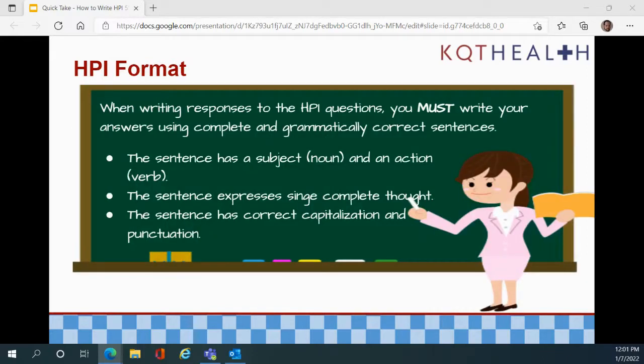When writing your responses to the 5W HPI questions, you must write your answers using complete and grammatically correct sentences. A grammatically correct sentence is one that contains a subject and an action, expresses a single complete thought, and uses correct capitalization and punctuation. Remember, your writing skills reflect on who you are and demonstrate your education and professionalism.